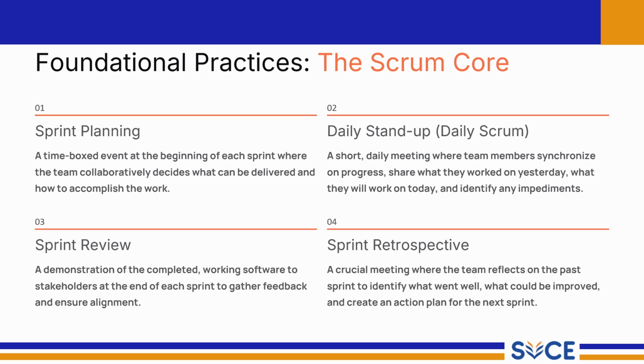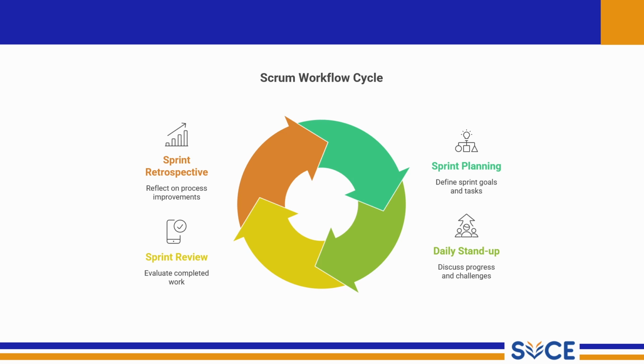Now let's see how these activities form a continuous cycle in Scrum. Now we'll see the Scrum workflow cycle. This diagram shows how each event connects. We start with the sprint planning where the goals and tasks are defined. Then we move into the daily stand-ups for daily progress tracking. At the end, we hold a sprint review to evaluate how much work is completed, and a sprint retrospective to reflect and improve. It is a continuous loop. Every sprint builds on the lessons from the last.